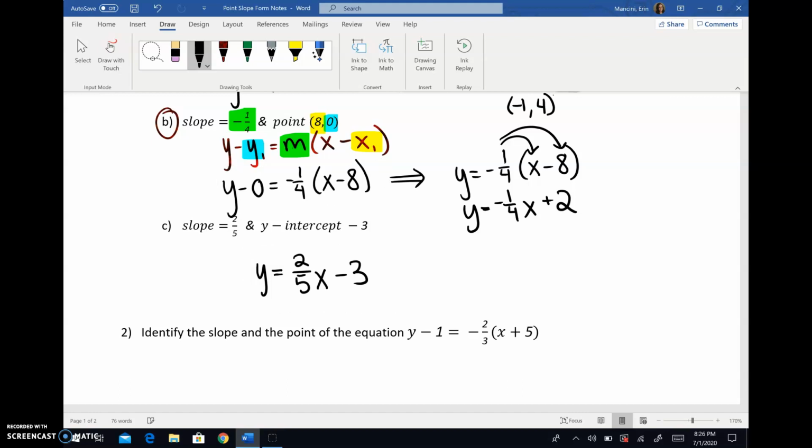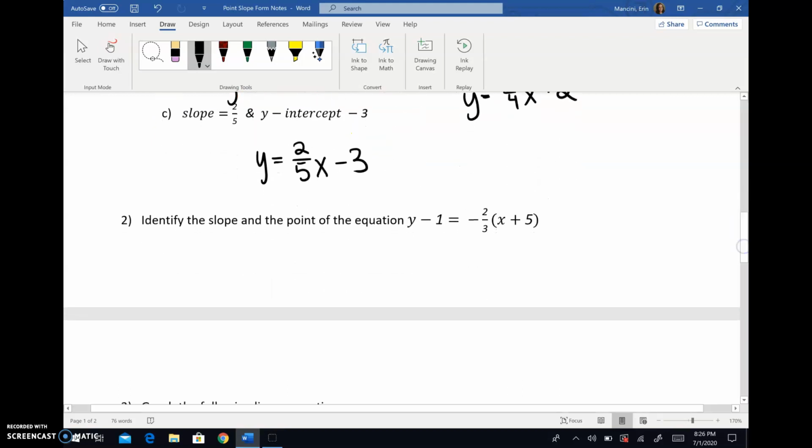It makes sense, hopefully. We're going to go the opposite way now. So now you have the equation. I want you to identify the slope and the point of the equation.